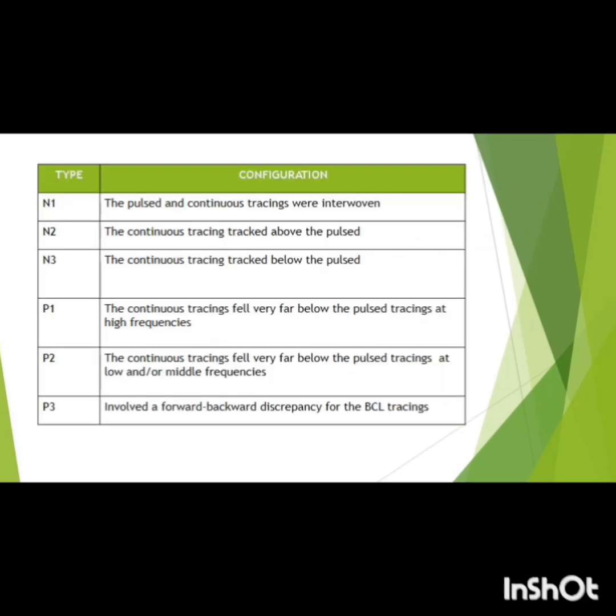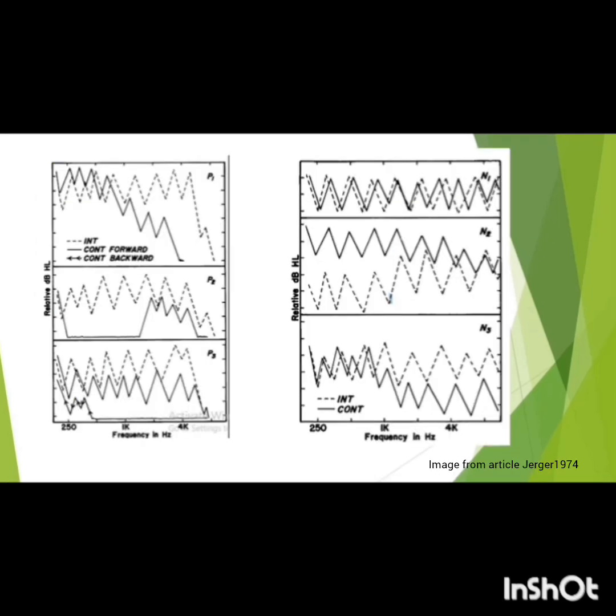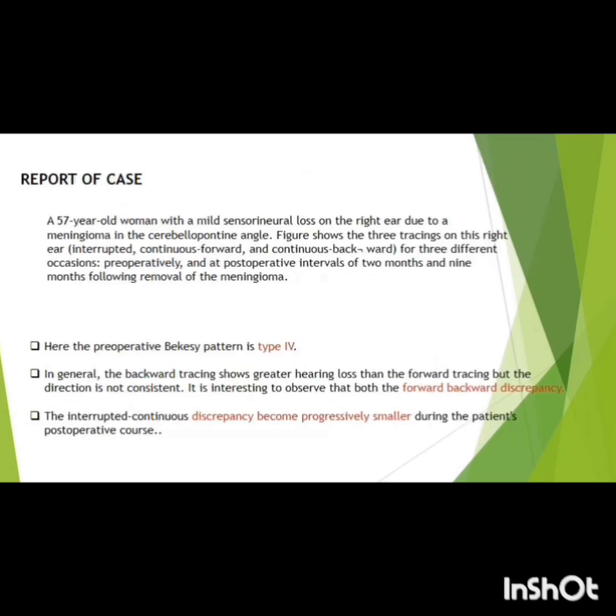The given table depicts the 6 configurations of the Bekesy comfortable loudness. The first 3 depict the negative configurations, and the second 3 depict the positive configurations. These are the schematic representations of the Bekesy comfortable loudness configurations. The right side depicts the negative configurations, and the left side depicts the positive configurations. For more practical understanding, let's see a case report.